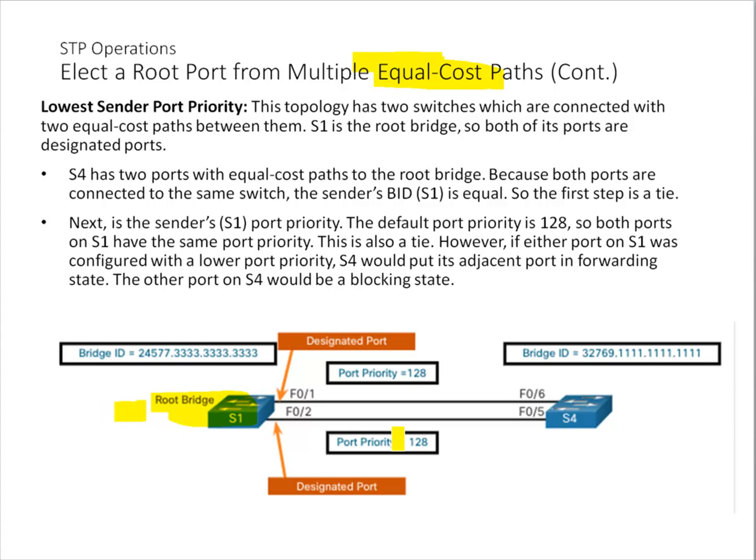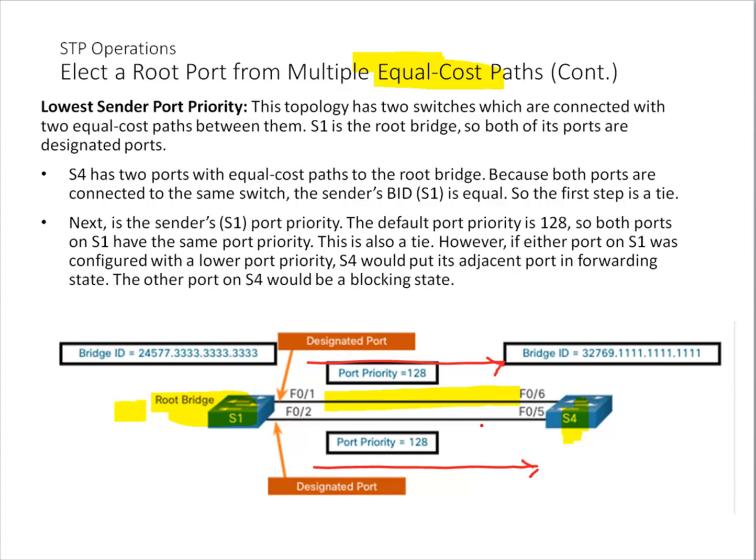Now I'm in S4. Just think that S1 is sending the BPDU, the bridge protocol data unit. It is sending the bridge protocol data unit here, and also on this particular link. So I receive the BPDU frame from S2 on both the links. So both the bridge ID values will be less.